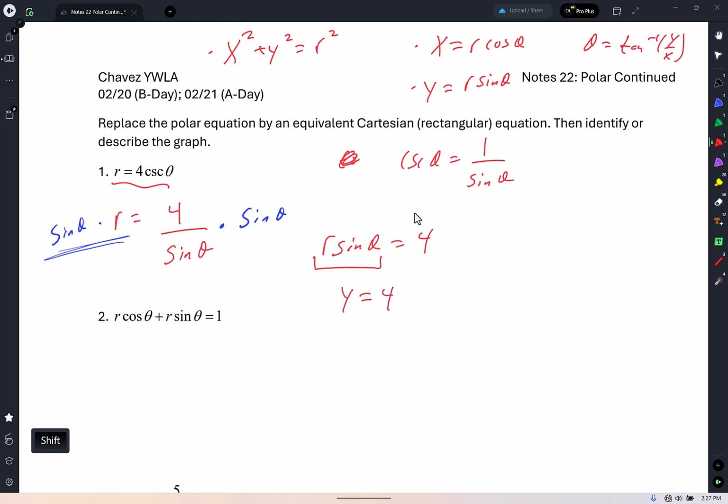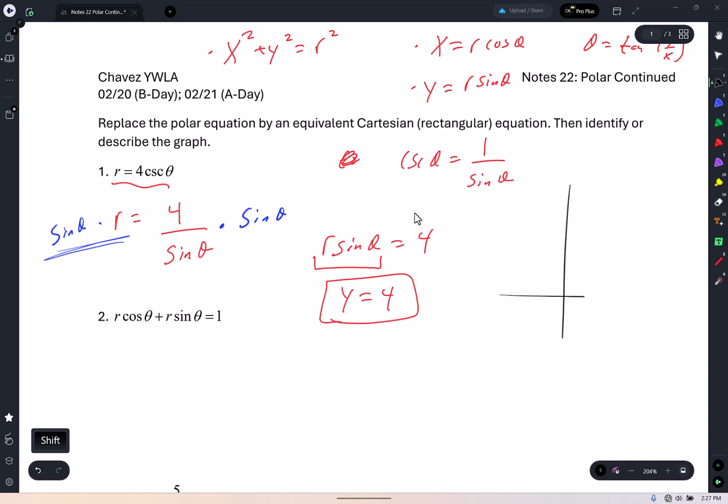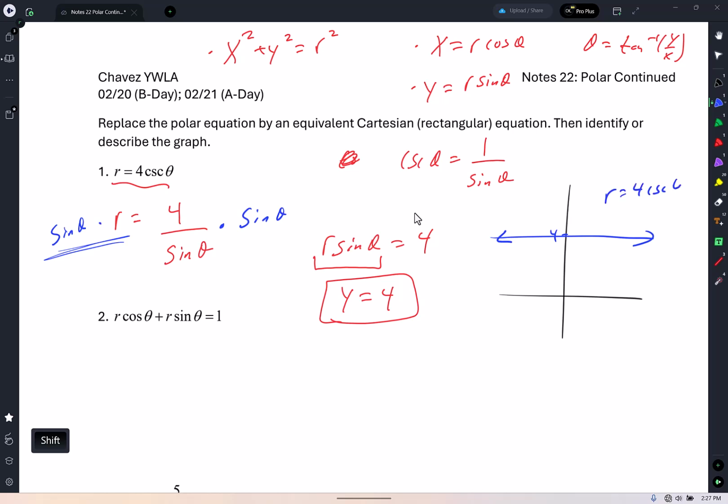So how do we describe this graph? It's just a line. It's just a horizontal line at y equals 4. So here's my grid. Here is 4. And it's just that. So r equals 4 cosecant theta is just this line, y equals 4.